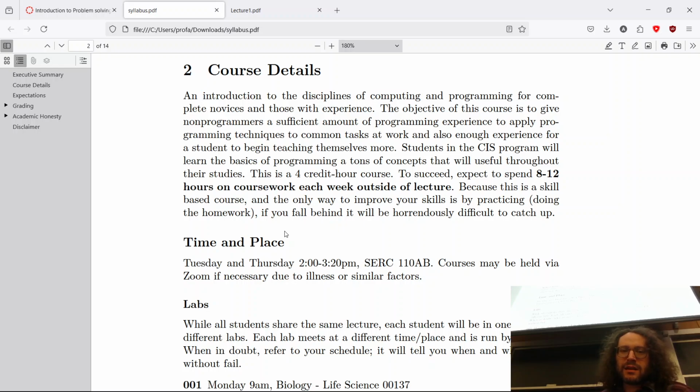This is a 4-hour course. The rule of thumb is somewhere between 2 and 3 hours per credit hour, so expect to work about 8 to 12 hours a week on this course. The most analogous course I can give to this one is not a math class, but in fact music, because music requires practice, and this requires it too. It is the only way to really improve.